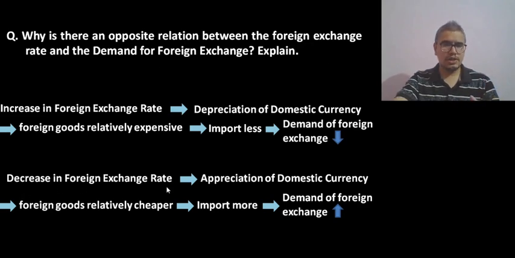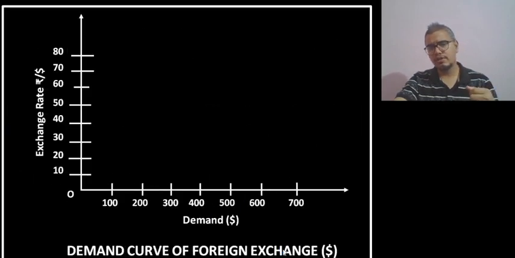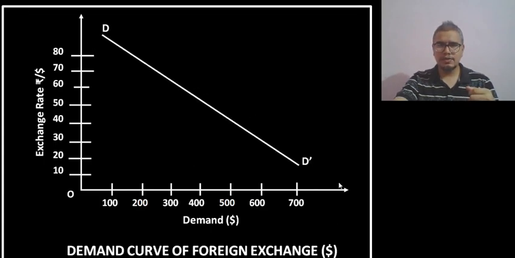So whenever there is a decrease in foreign exchange rate, demand for foreign exchange will rise, and whenever there is an increase in foreign exchange rate, demand for foreign exchange will fall, decrease. Okay, this sums up that there is an inverse relation between the foreign exchange rate and the demand for foreign exchange. Now if we are to draw a graph of this, then we will exactly get this type of graph, where the demand curve of foreign exchange is downward sloping.